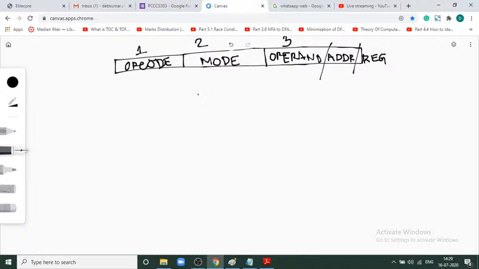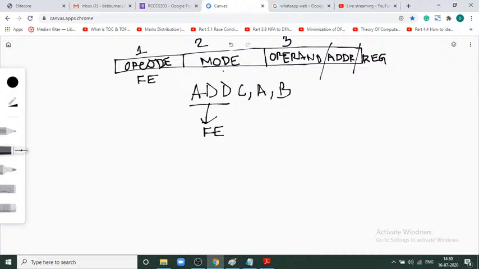Let us take an example. For example, I am talking about the instruction, say add C, A, B. Let us assume C is a register, A is a register, B is a register. Which operation do I want to perform? Add. To represent the add instruction, I need an opcode. Let me assume the opcode is FE. So in the opcode field I should store FE.